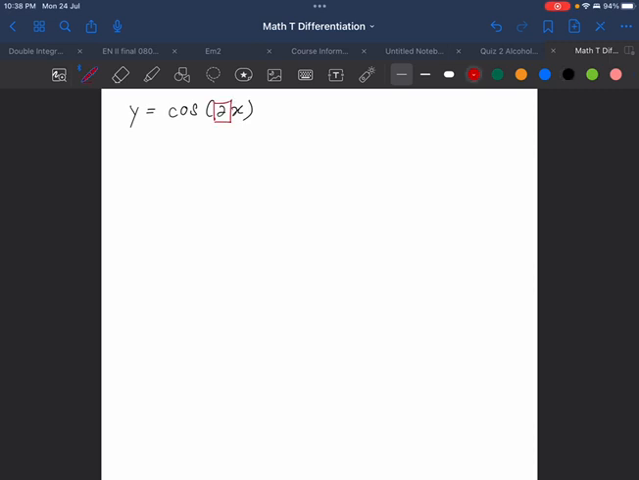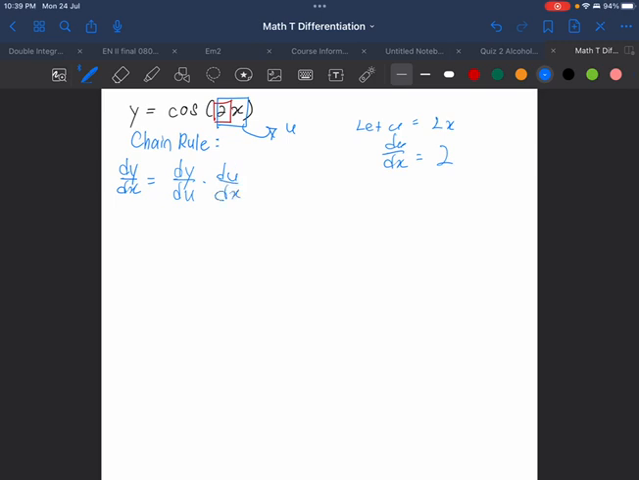So now we know that there is a constant inside the brackets. So what we usually do is apply the chain rule. How are we going to deal with the chain rule using trigonometric functions? When we find dy/dx, it's the same as the chain rule. We let what is inside the brackets become u. If you want the short method, we can let u equal 2x and du/dx is equivalent to 2. So dy/dx is equivalent to dy/du times du/dx.